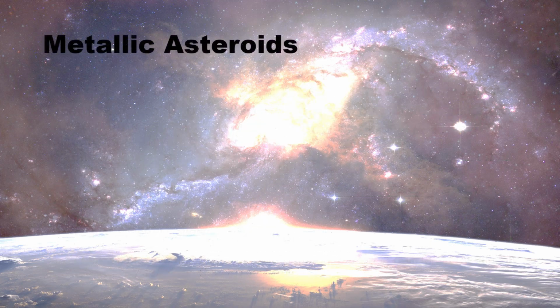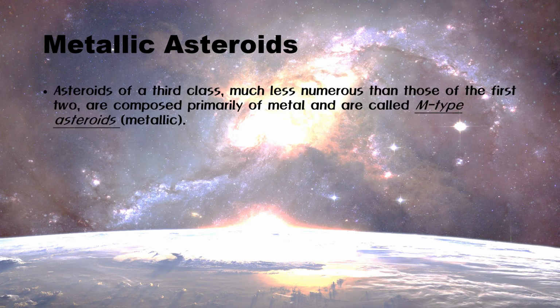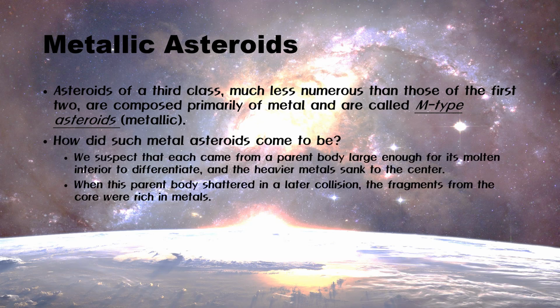And of course, then we have a third type, which is our metallic asteroids. Asteroids of this third class, which are much less numerous than the first 2, are composed primarily of metal and are called the M-type asteroids, or metallic. Well, how did such metal asteroids come to be?